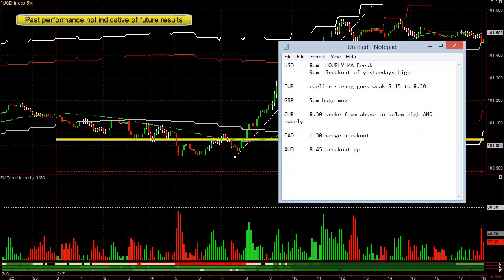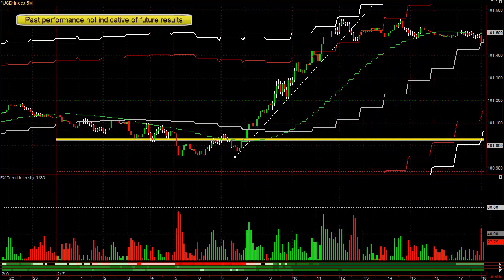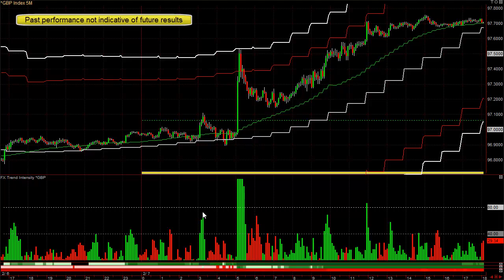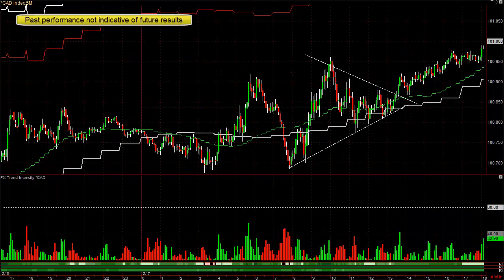Now, pound, 5 a.m., huge move. Let's go look at the pound again. Right? Exploded up. So when you see a currency getting super strong like that, you want to trade it against one that's weak. So let's go find one that was weak right at 5 o'clock, or at least underneath its hourly. This one was above its hourly, so you wouldn't trade against the CAD. At 5, this one had just kind of broke from below to above the hourly, so you probably wouldn't do this one either.